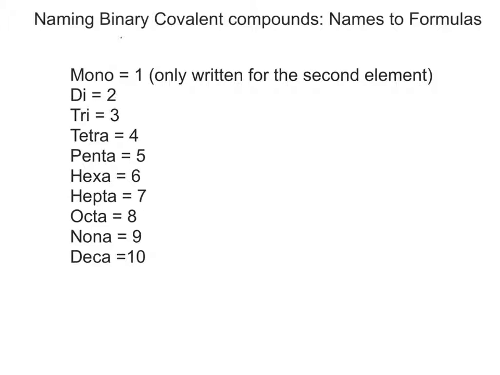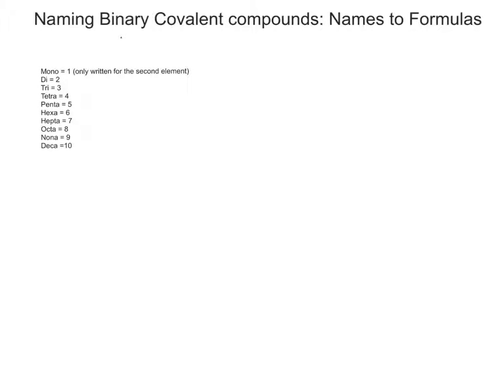Mono represents 1, di represents 2, tri represents 3, tetra is 4, penta is 5, hexa is 6, hepta is 7, octa is 8, nona is 9, and deca is 10. Oftentimes we end up dropping the last A of the word if there's two vowels in a row. So let's try turning a name into a formula.